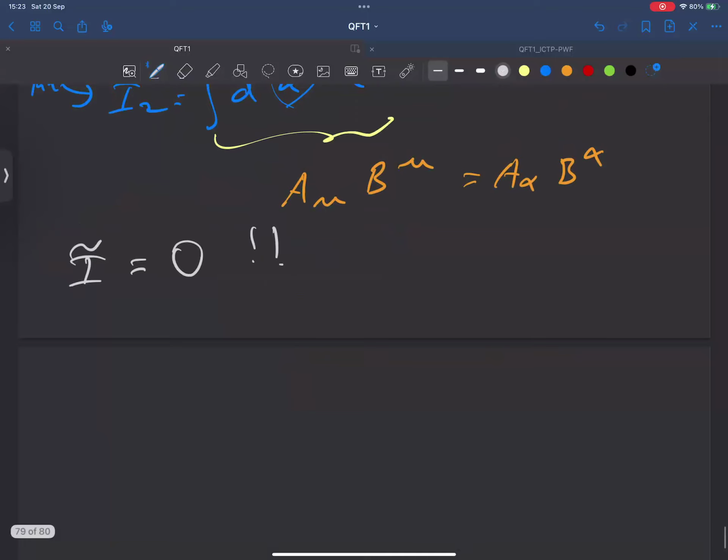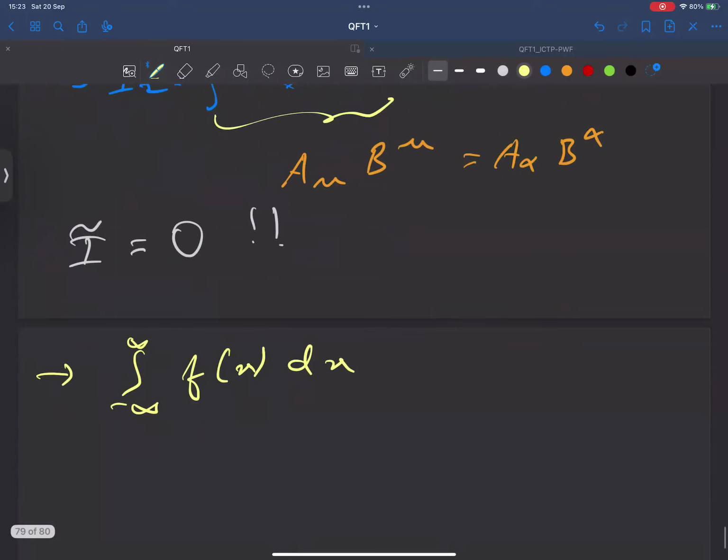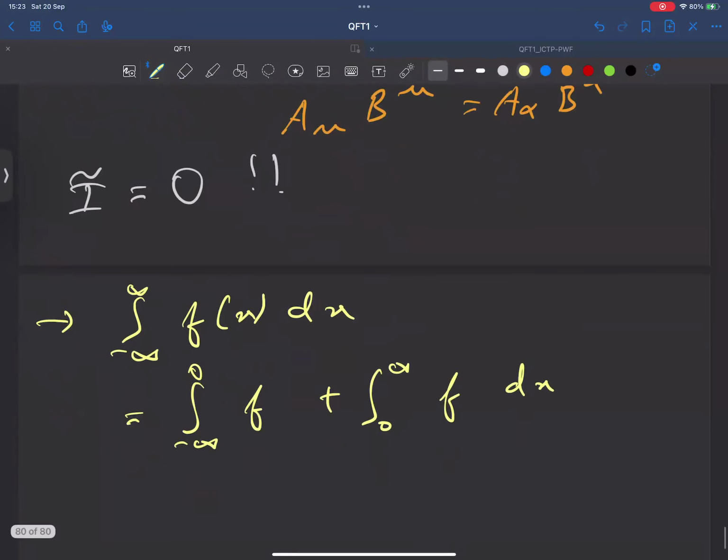It's something like this. Okay, I get why it could be confusing. Let's say you are integrating an odd function, f of x dx. We split it into two parts, minus infinity to 0 f and then 0 to infinity f. And then what we do? We take x to minus x, and then we use this property.